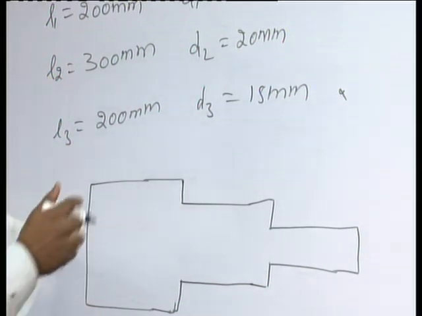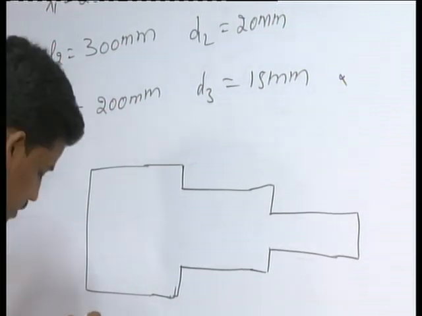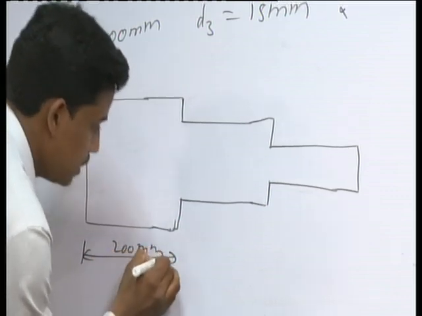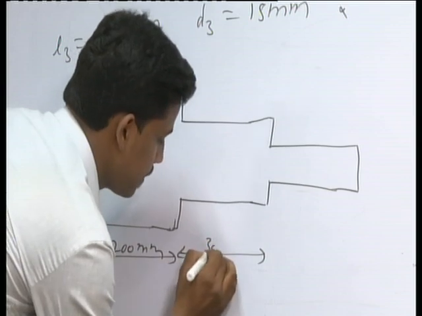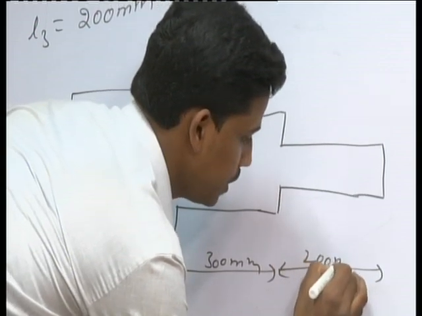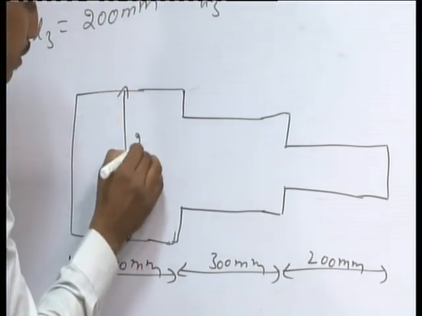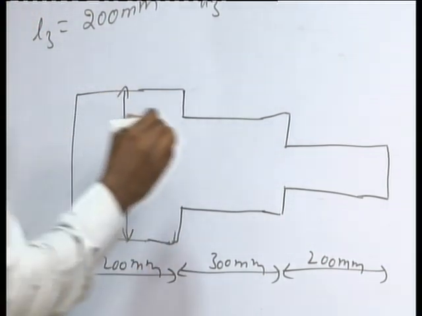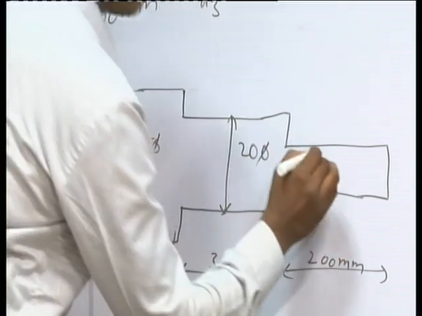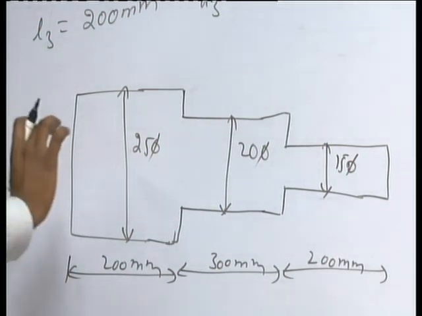Here see the 3 dimensions. The length of the first stretch is given as 200 mm, the second stretch is 300 mm, and the third stretch is 200 mm. This one is 25 mm diameter. For this section the diameter is 20 mm. For this stretch the diameter is 15 mm. See, the diameter is gradually decreasing.